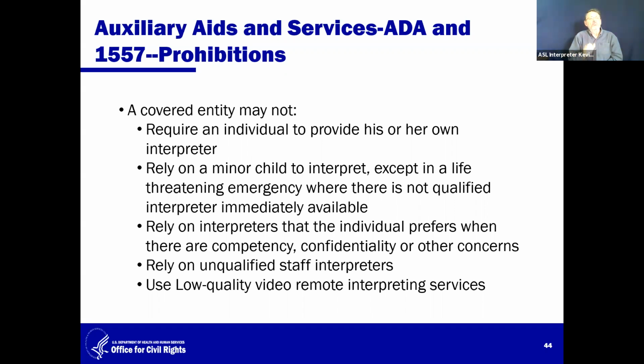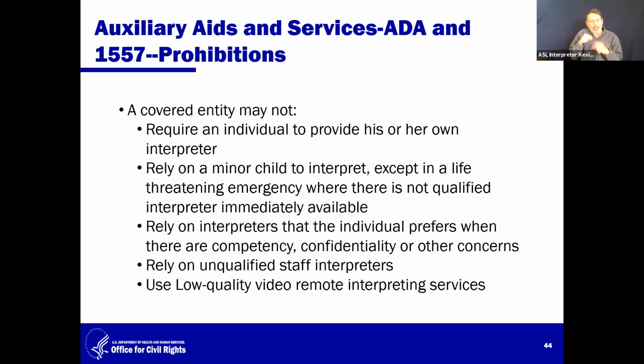They can rely on interpreters that an individual prefers, including family members or friends, only if there are no concerns with regards to competency, confidentiality, or other concerns. We always tell covered entities that when a person requests to use a family or friend as interpreter, they should consider whether there are any concerns about domestic abuse. If it's in an emergency healthcare situation, whether maybe a family member or friend is too emotional over their loved one's condition to effectively communicate, and those are all issues that the covered entity is required to consider.